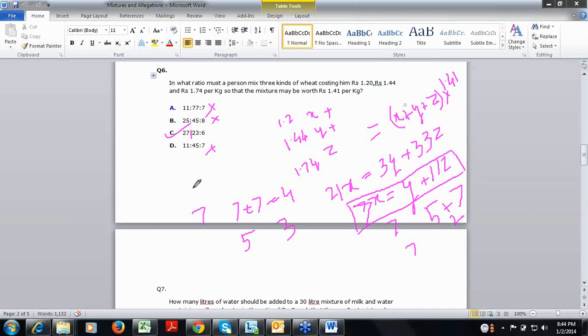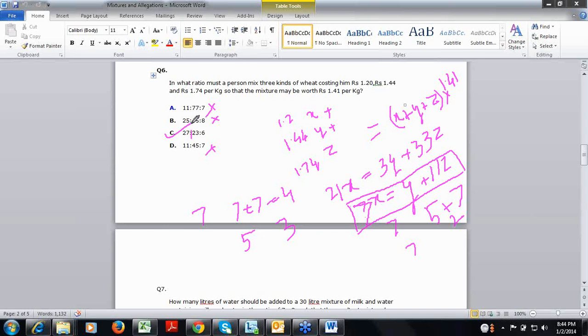And now we'll start putting in options. So we are putting option A: 11, 77, 7. So we'll put 11 here, 77 here, 7 here. Now we can see that 77 is here, so unit digit will be 7 only. Here unit digit will be 7 only. Here unit digit will be 7. So 7 plus 7, so unit digit of RHS will be 4. And unit digit of LHS will be 7. Can that be equal? No. So we will cross this option.